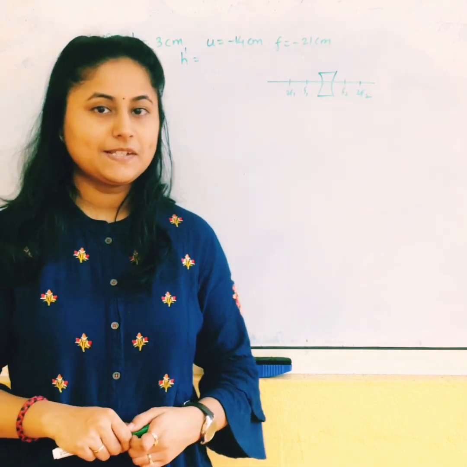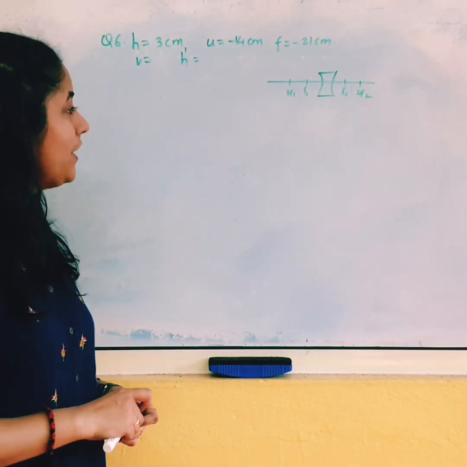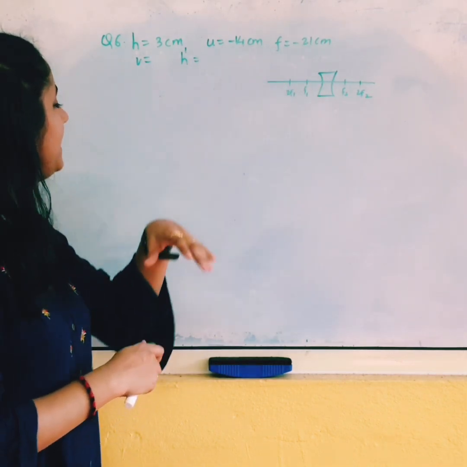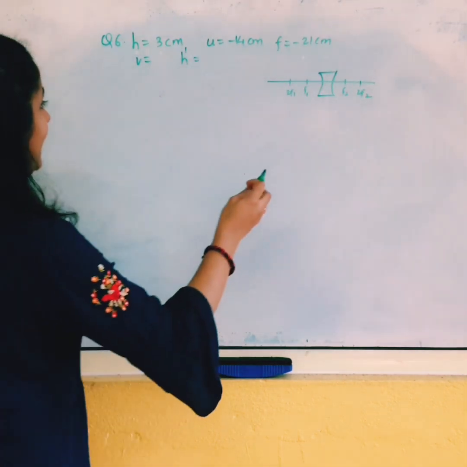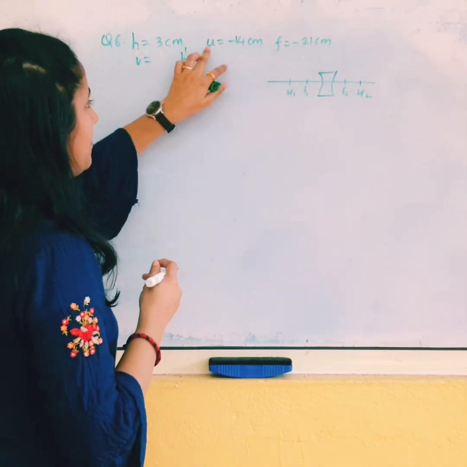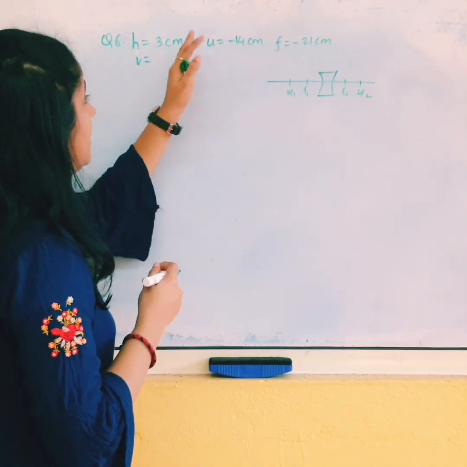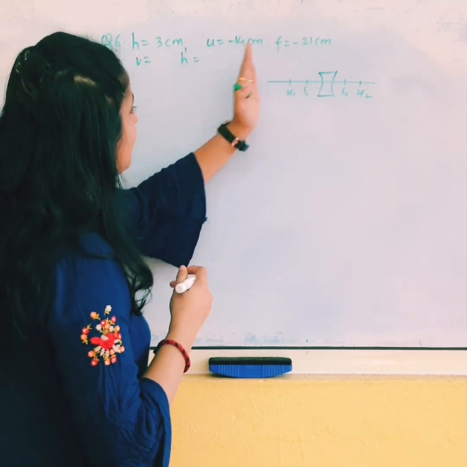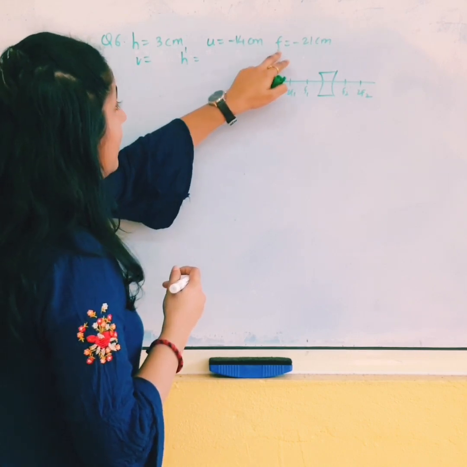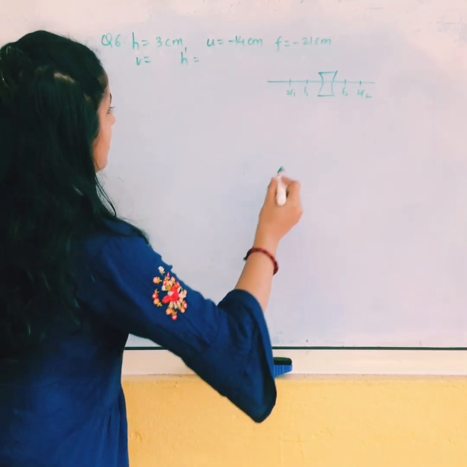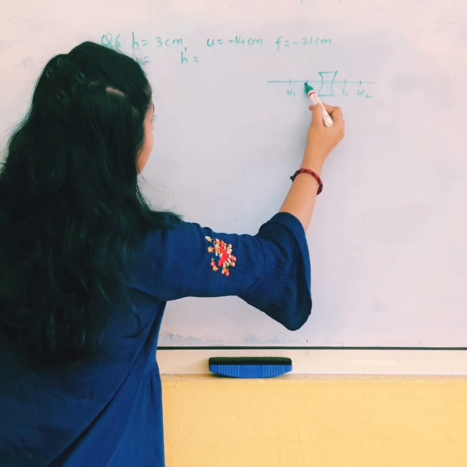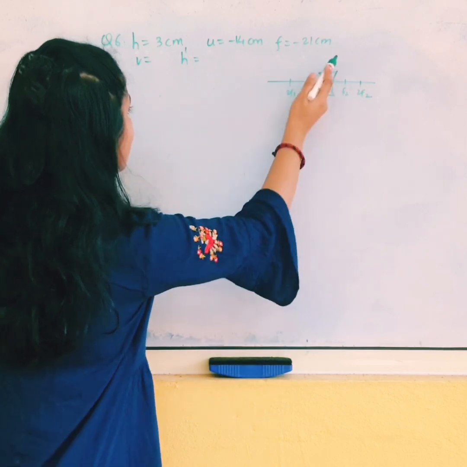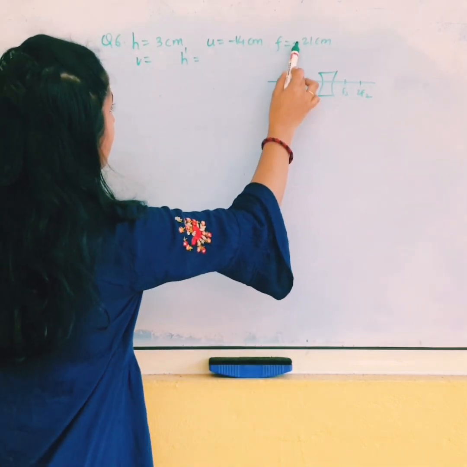So this is the 6th question. And here you are given a concave lens. This is how the image of a concave lens looks. Now by looking at this, we mark u, the object distance, as negative 14 centimeter. u is always negative whether it is for mirror or lens, because the object is always placed on the left side. Now focal length is negative 21 because when the ray comes parallel, it gets diverged towards the left side. So it is negative 21.